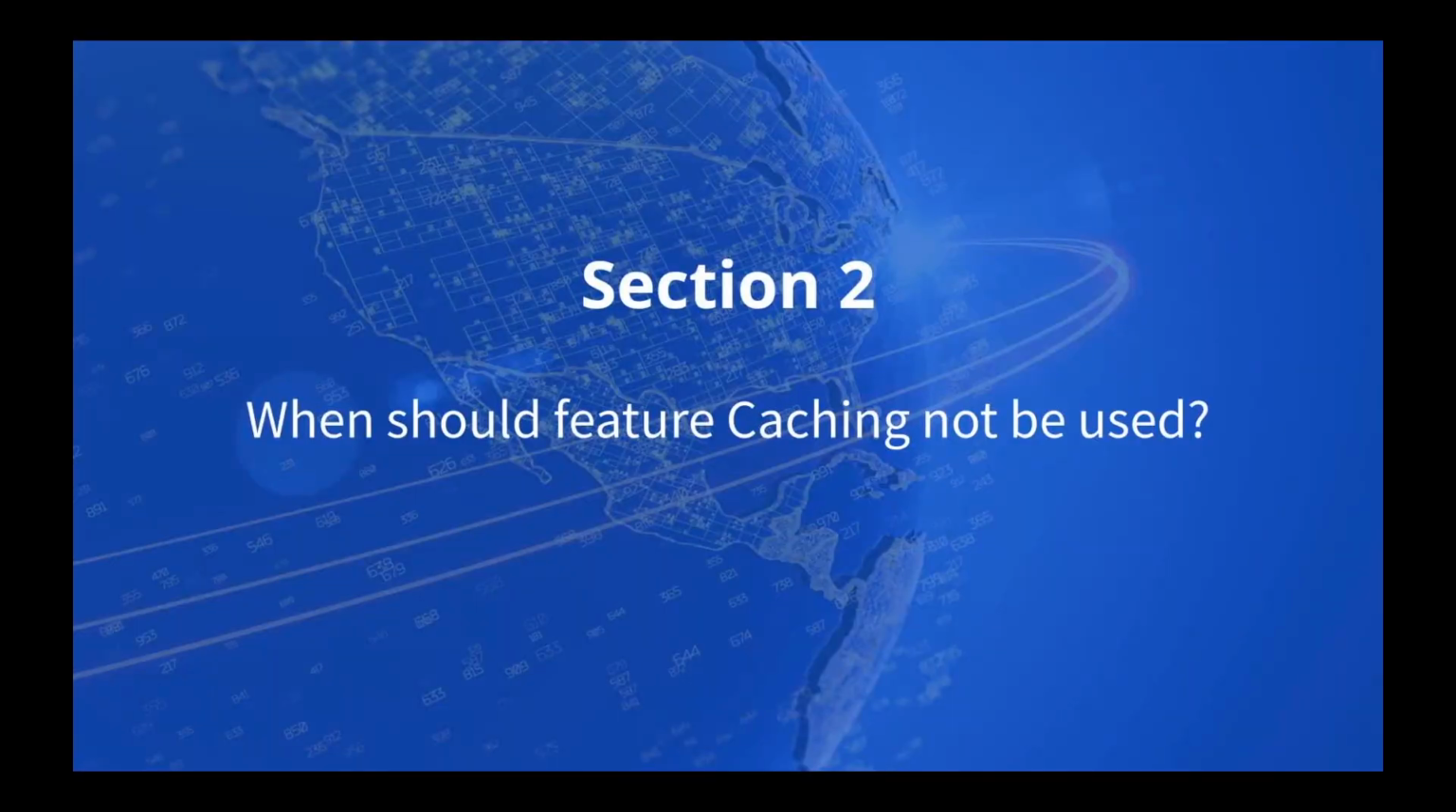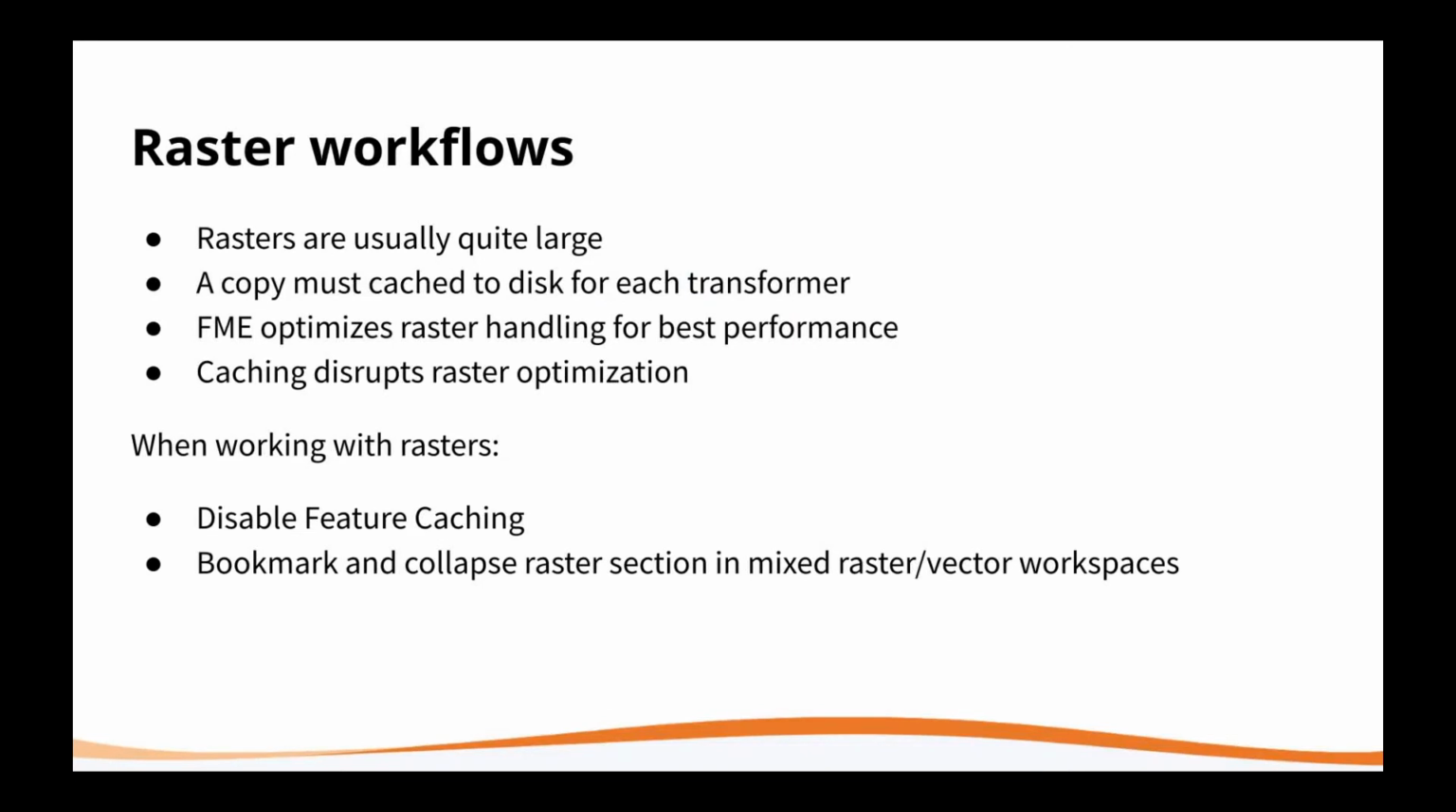Now, that being said, there are a few areas where we don't want to use feature caching. First of all is raster workflows. If you're working with rasters, the issue is that rasters are very large data sets. And the feature caching will create a copy of that raster at each step along the way.